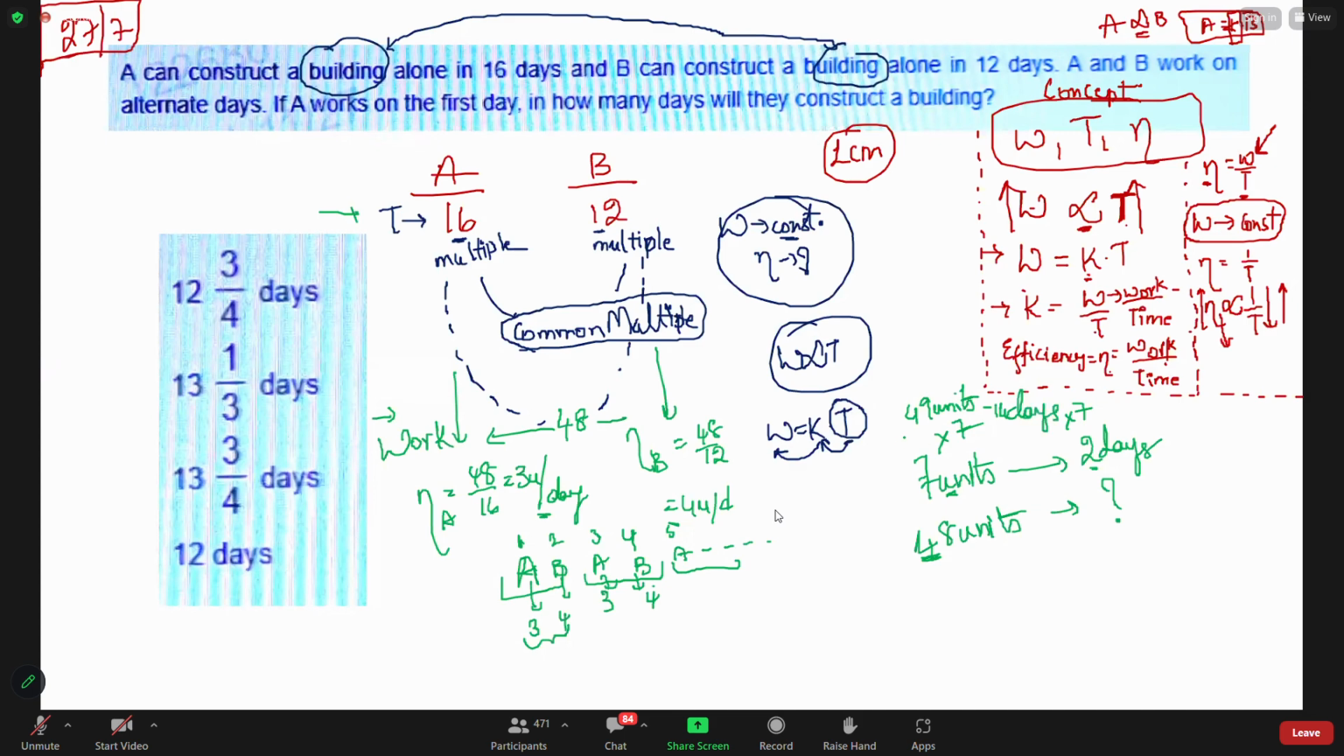But we don't want 49 units. We want how many? 48 units. So we want one less than that. So what we can do is, you can write this in terms of, let me just write it again on screen to make it clearer for you.